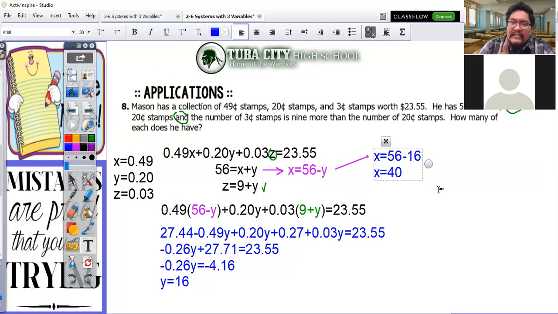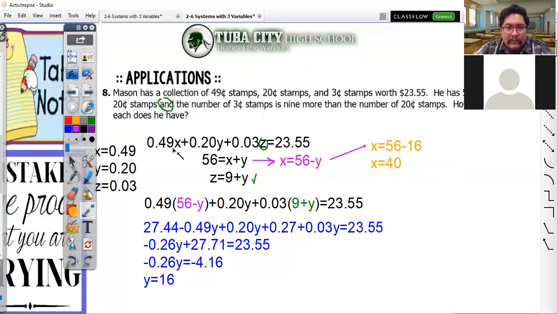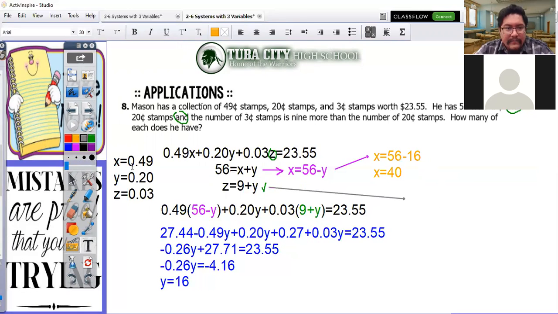And that makes it pretty easy. So now we have x, now we have y, so now we need z. If you look at this bottom equation, that one's already solved for z. We don't need anything else. So I'm going to take this one and plug in to get z. So 9 plus y. But if we look down, y is 16.